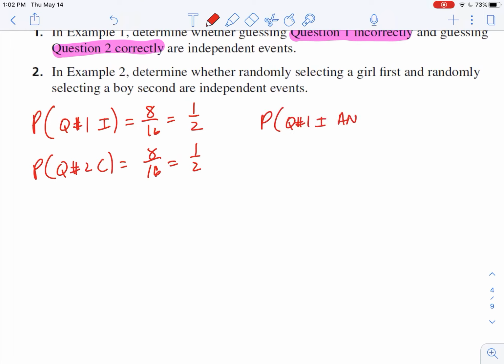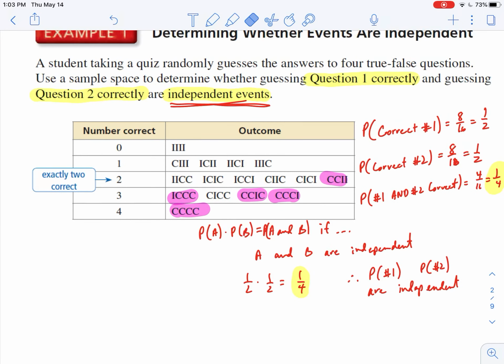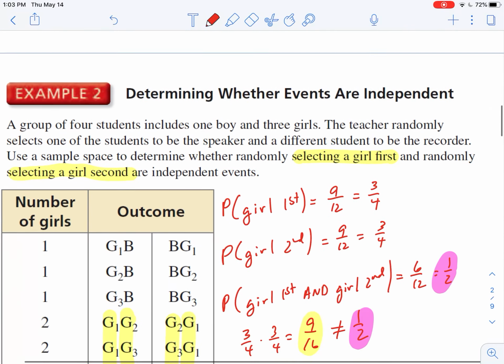And then let's see if we can figure out the probability of getting question number 1 incorrect and question number 2 correct. What would that be if we go back and find where we have an I and a C to sort of start off each of our spaces? So let's go back through and count those options up. So we're looking at an I followed by a C. So 1, 2, 3, 4. So it looks like we have 4 out of 16 there.